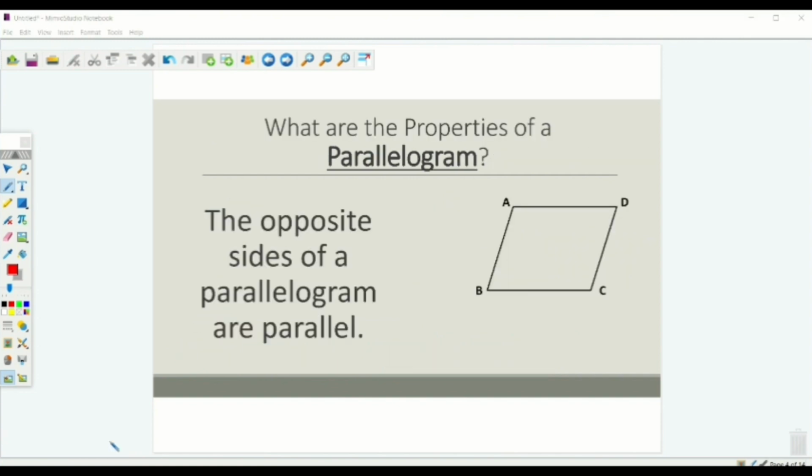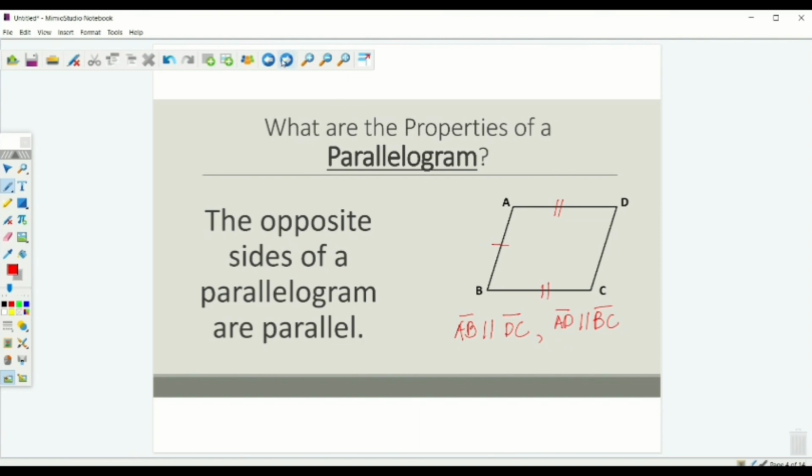What are the properties of a parallelogram? The first property of a parallelogram is that opposite sides of a parallelogram are parallel. So in this figure, we can say that side AB or segment AB is parallel to segment DC. Also, side AD or segment AD is parallel to segment BC. So that's property number one.